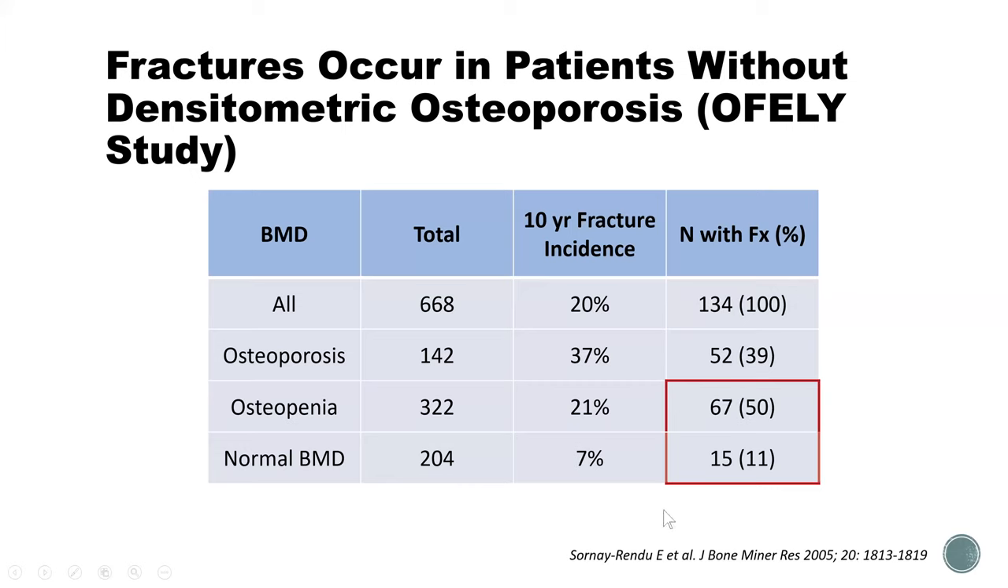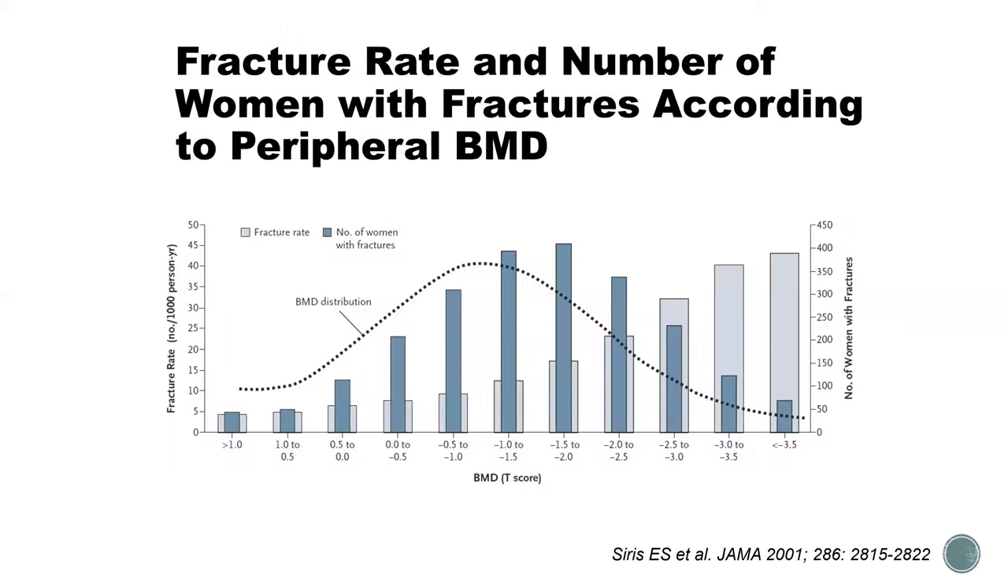So these are the people that you still have to pick up who are at risk of fracture but don't have osteoporosis. Another study shows very similar data with peripheral bone density. You can see that among the women with fractures, quite a few of them are still within the range where they are osteopenic.